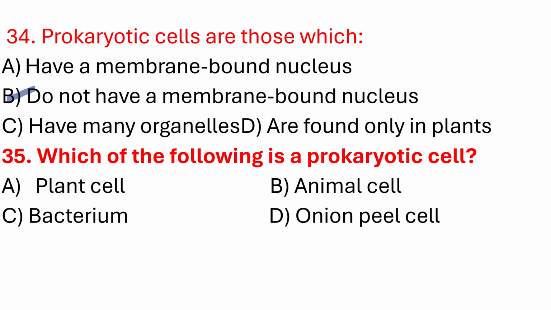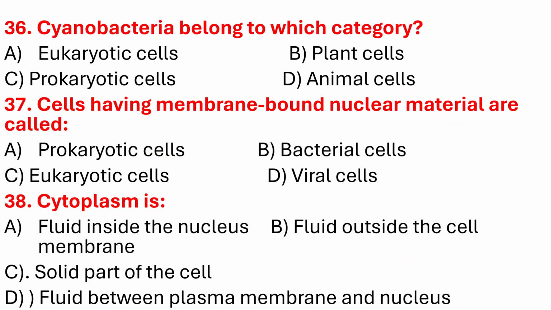Which of the following is a prokaryotic cell? Plant cell, animal cell, bacterium, onion peel cell. Bacterium. Cyanobacteria belong to which category? Eukaryotic cells, plant cells, prokaryotic cells, animal cells.